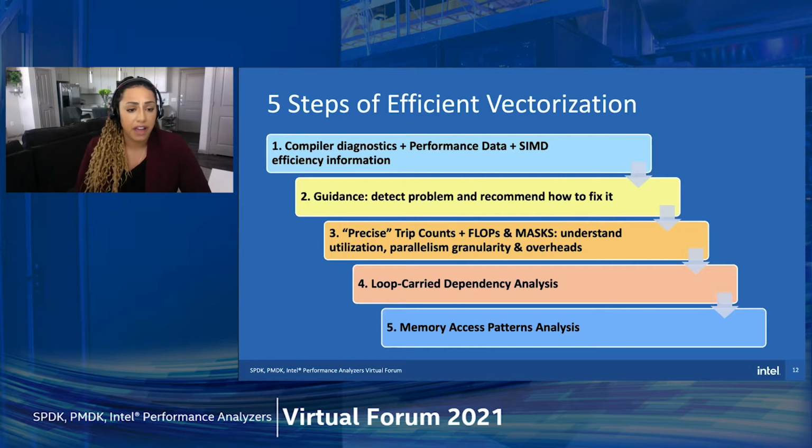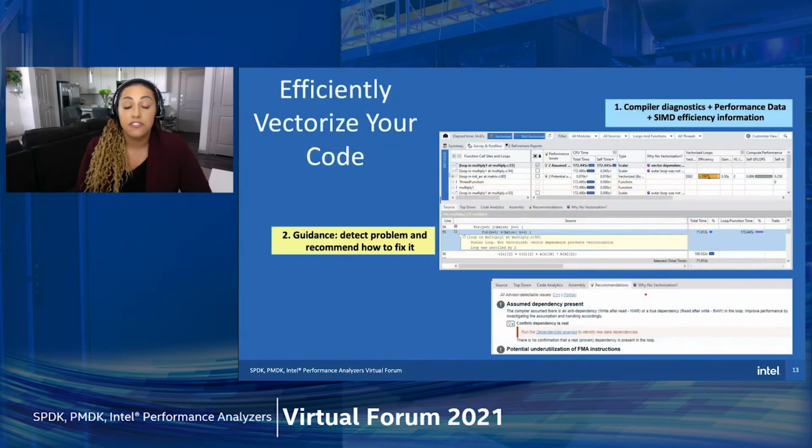And lastly, number 5 here, memory access pattern analysis. And this is just going to be possibly using this to look into those already vectorized loops, and just looking at the memory that they're accessing. Efficiently vectorize your code. So kind of going back to number 1 here in a little bit more detail.